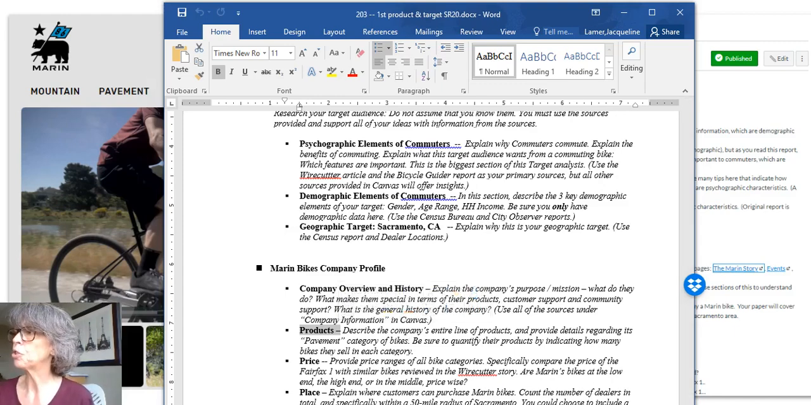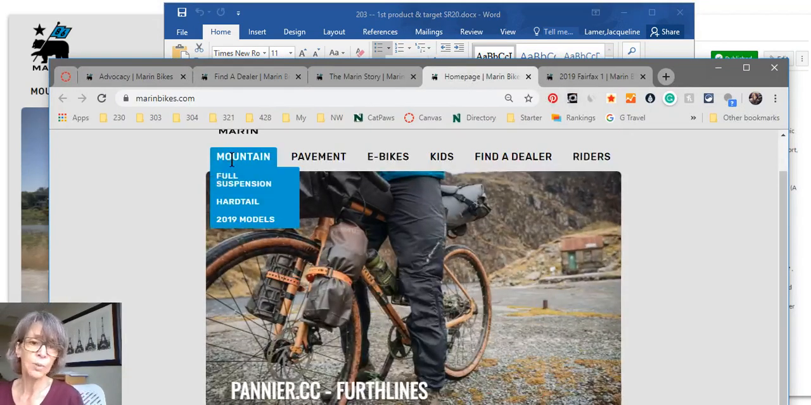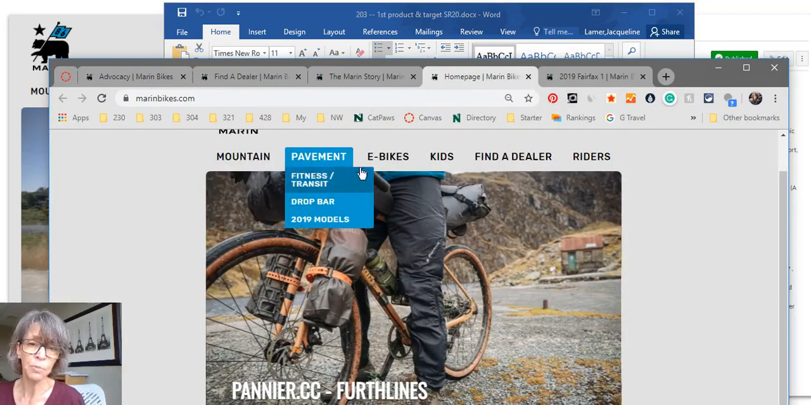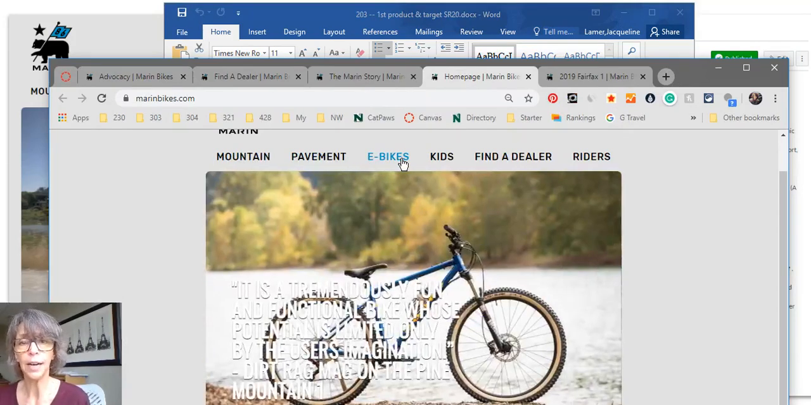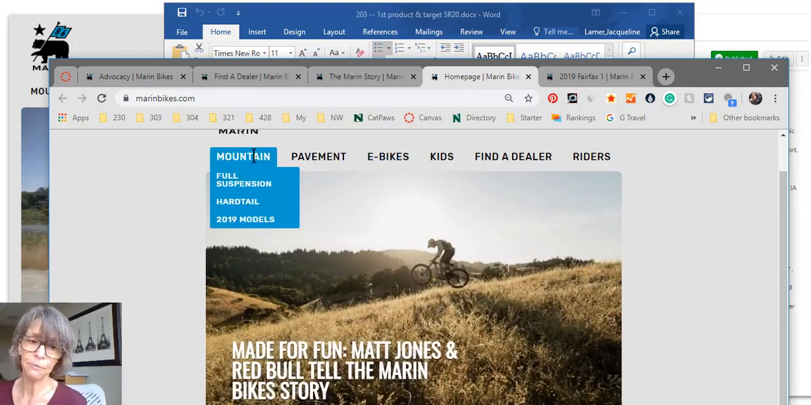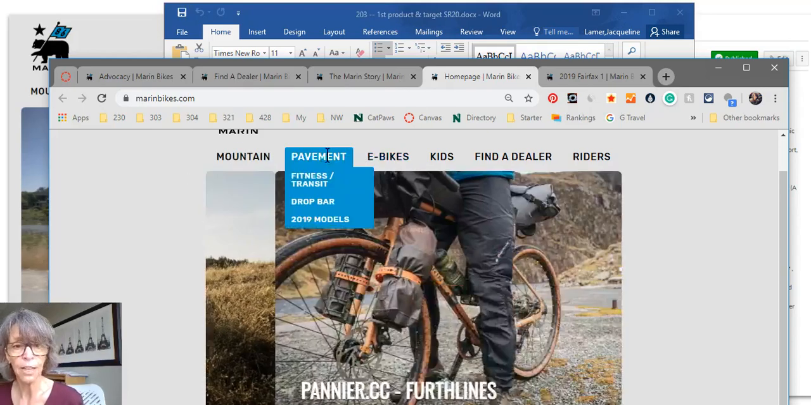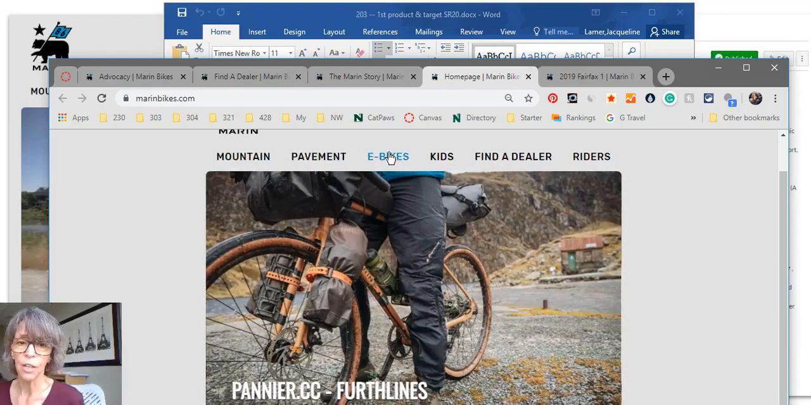So in this portion of your paper, you want to be looking through the website, looking through the different types of models. I think a good policy is to always count. That's called quantify, to count things like how many different mountain bikes do they have? How many different styles of mountain bikes do they have? How many different styles of pavement bikes do they have? What's an e-bike and how many do they have? And what do they have for kids?